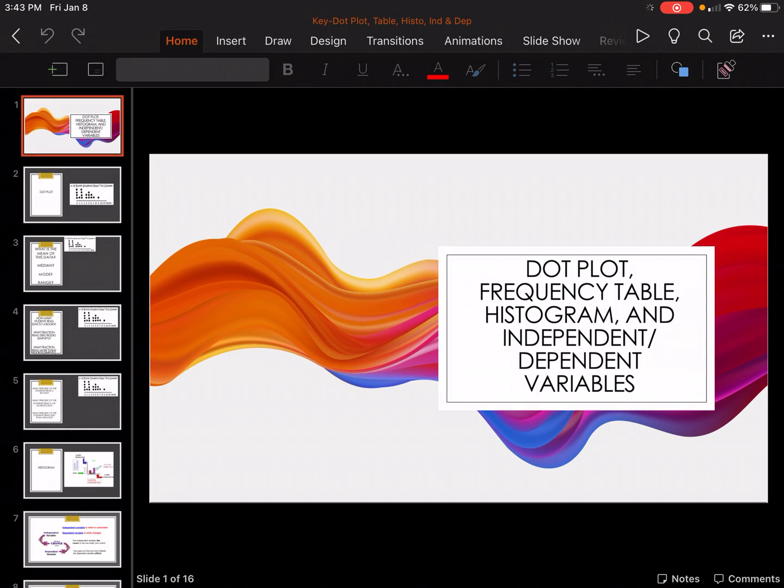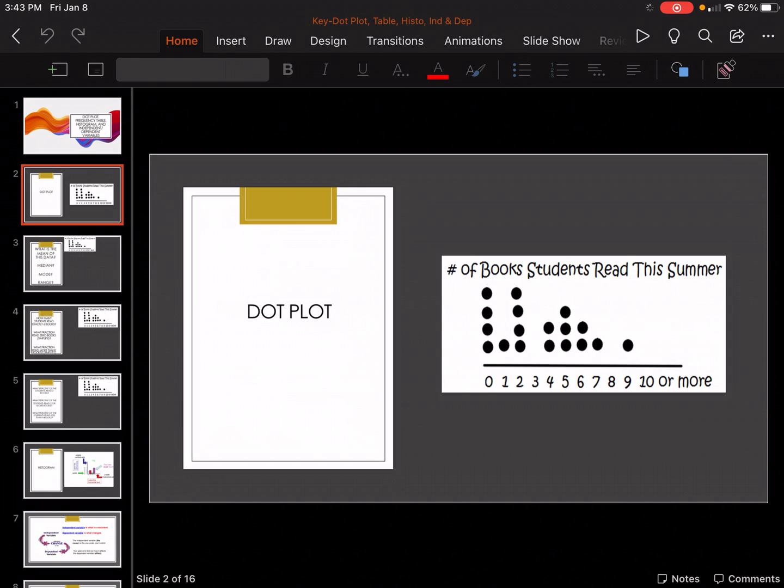Hi guys, in this video we're going to talk about a lot of different graphs that relate to each other. The first one is a dot plot. Basically, each dot represents a number. So there are 4 ones, 4 zeros, 4 ones, and so forth. With a dot plot, sometimes you'll also see them with X's, which is a line plot, but it's a similar situation.